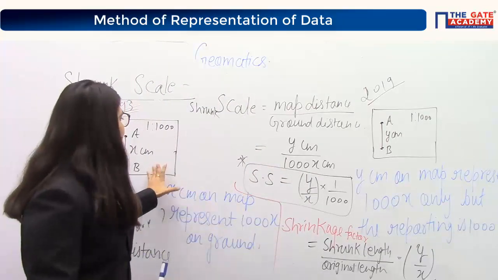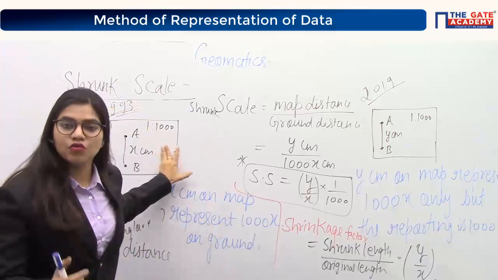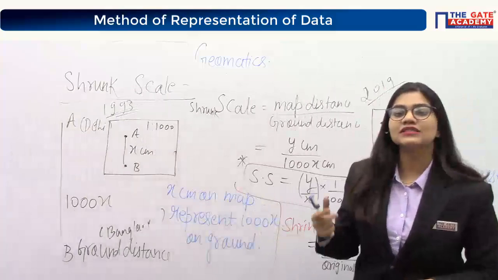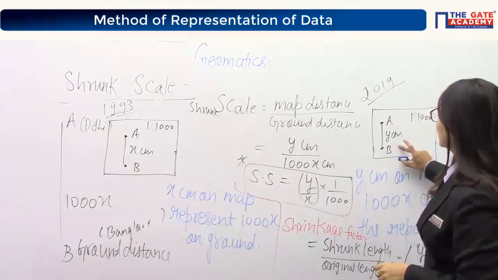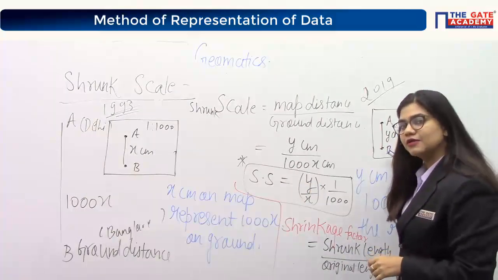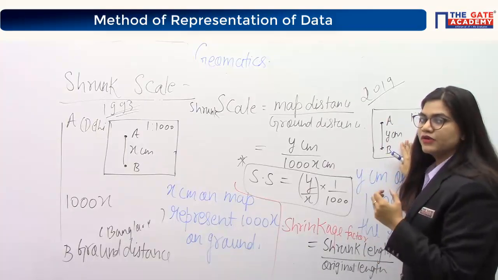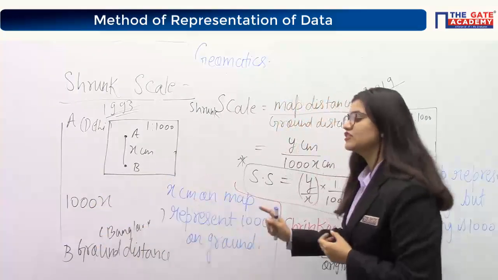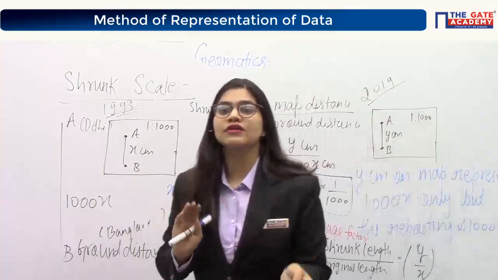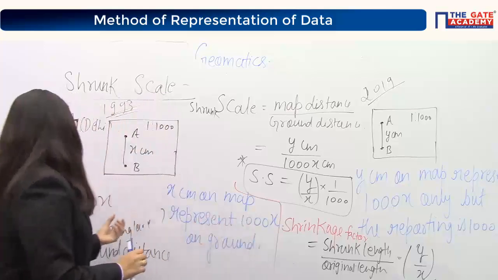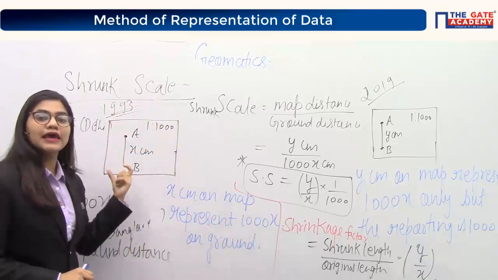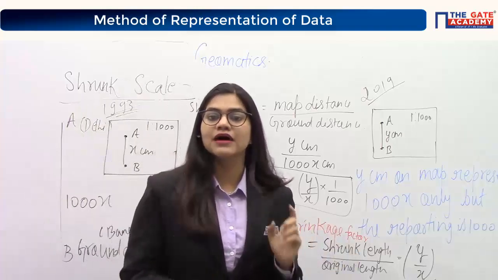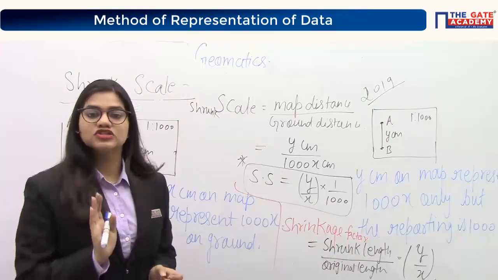And if I require this map now in year 2019, when I check the map, I get this distance AB is y centimeter, not x centimeter. So how much will be your ground distance? Ground distance will be the same 1000x only, because ground distance cannot be changed. If I am mentioning the distance between Bangalore and Delhi is 1000 kilometer, it cannot be changed. It will remain the same.